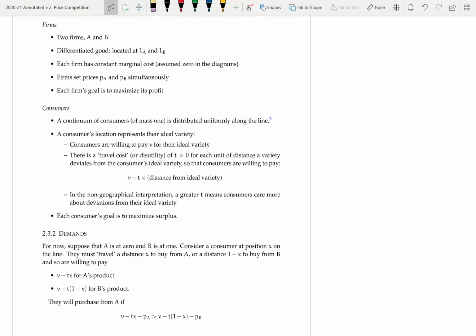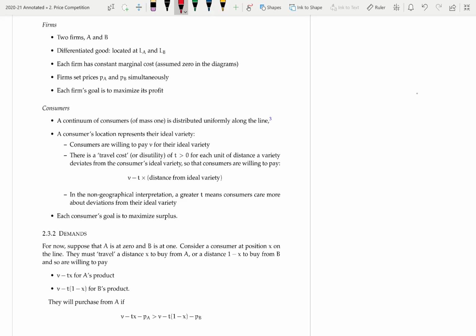In the model, we'll assume there are two firms, A and B, and they're located at L_A and L_B. So if L_A and L_B are different, we have a differentiated good. L_A and L_B are just numbers between 0 and 1. Each firm has a constant marginal cost, and for the diagrams we'll assume that that marginal cost is 0. The firms set the prices P_A and P_B simultaneously, and each firm's goal is to maximize their profit. So the only difference here to the Bertrand model is that we have differentiation.